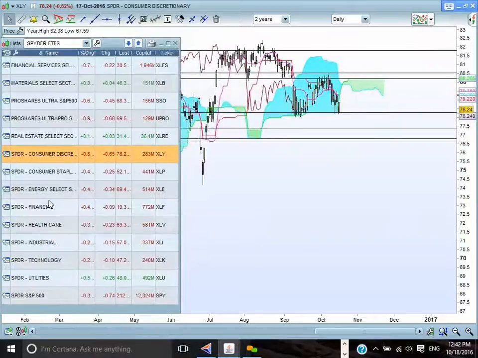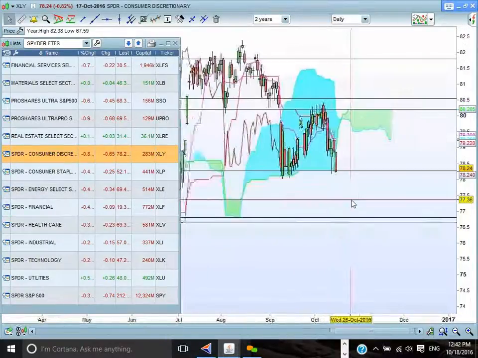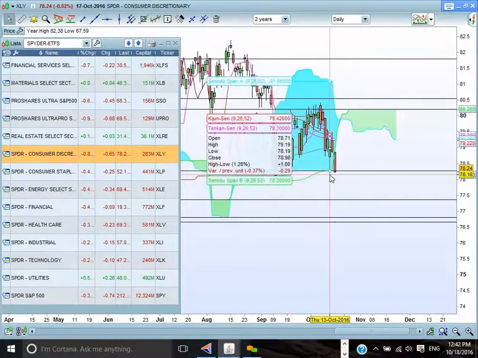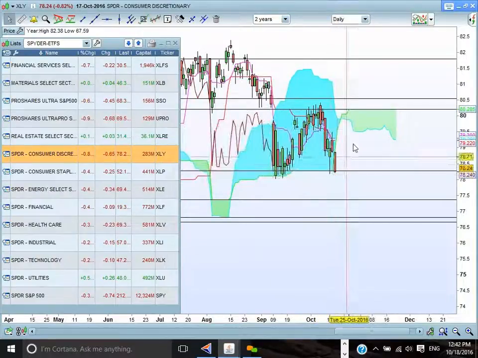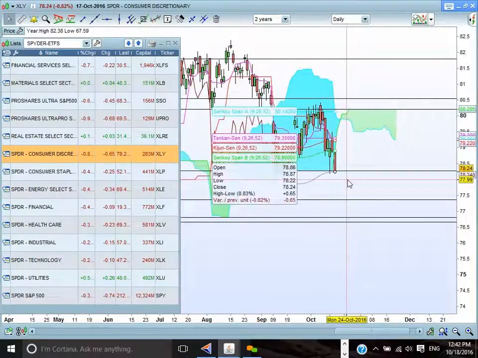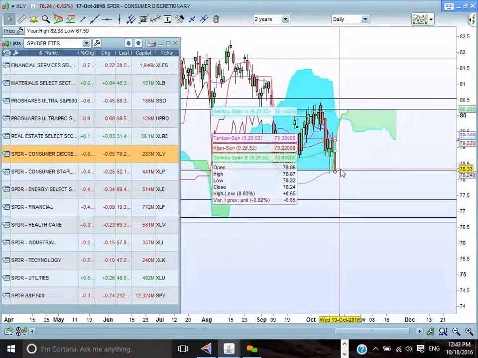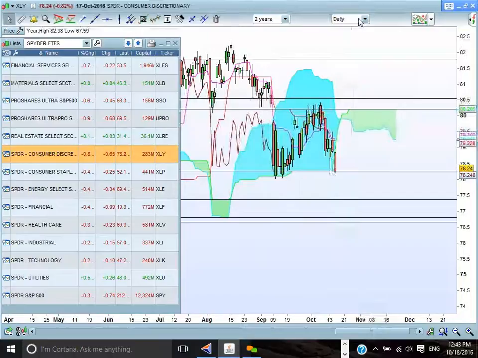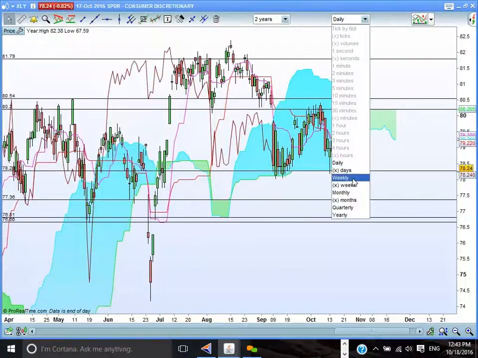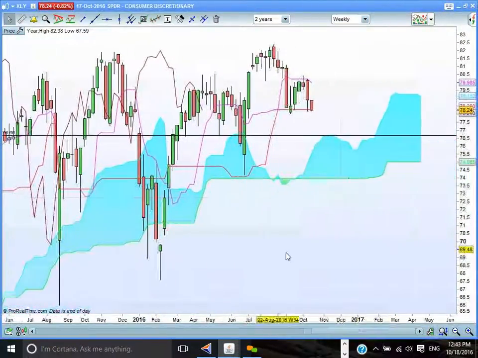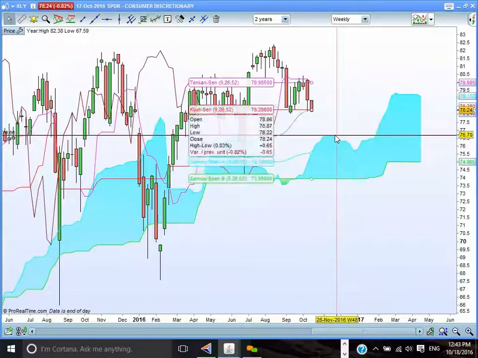Consumer discretionary, right there, testing support at the bottom end of the cloud, absolutely at a critical level. Could see a rebound up to the bottom end of the cloud here, but that's an absolutely critical area. It's testing for that cloud support there. It's broken, it's lost it, did rebound there, so critical to see if it's going to rebound from that area. But all in all, watch out. This week will be critical to see if we're going to get back up there. Downside risk is back down to 76.70, which is the top end of the cloud.